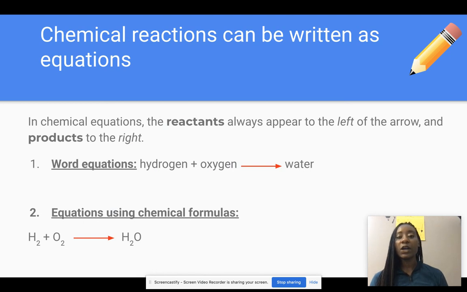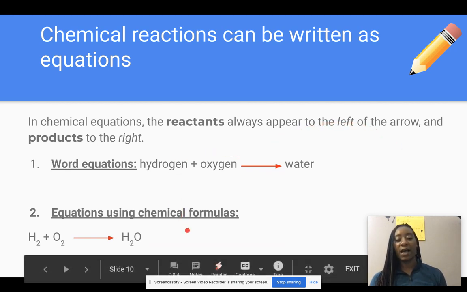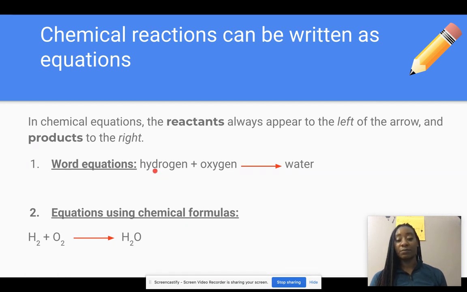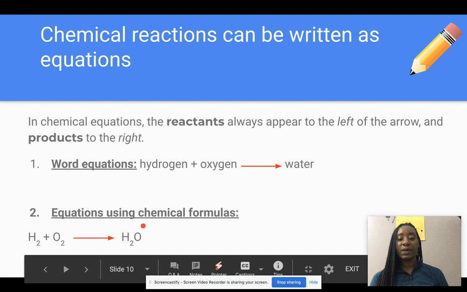All right, so now we're going to use these 2 words extensively, reactants and products. In chemical equations, the reactants always appear to the left of the arrow and products appear to the right. Copy these 2 chemical equations down, number 1 and 2. The first one is a word equation. Hydrogen plus oxygen, there's an arrow, produces water. Number 2 is a chemical formula. H2 plus O2. There's an arrow, and it produces H2O.